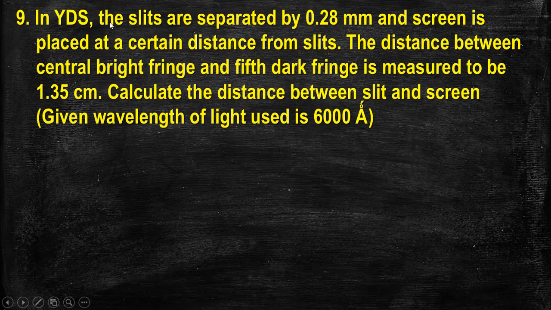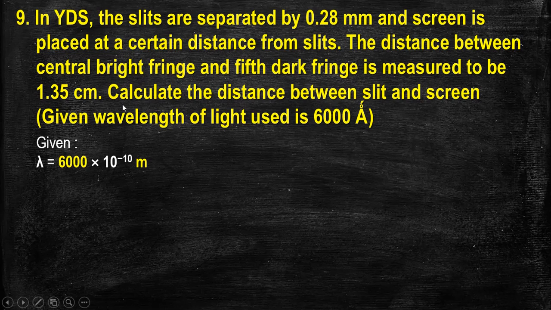Here, YDS is a 2 slit experiment, and the slits are separated by 0.28 millimeter, which means this is the value of small d. The distance between the central bright and fifth dark fringe is measured to be 1.35 centimeter. That is, the fifth dark fringe is 1.35 centimeter away from the central bright fringe. Then you have to calculate the separation between slit and screen, capital D.